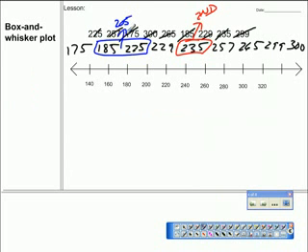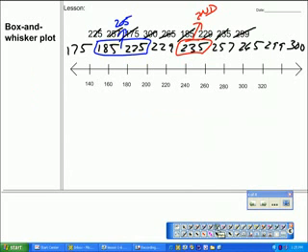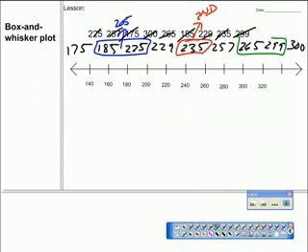Now we're going to do the third quartile. So once again, there are 2 in the middle, 265 and 299. Add those together, divide by 2, and you should get 282.